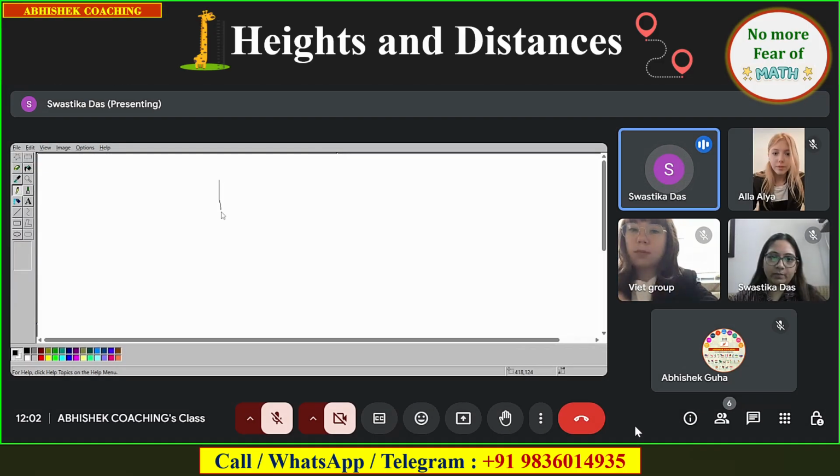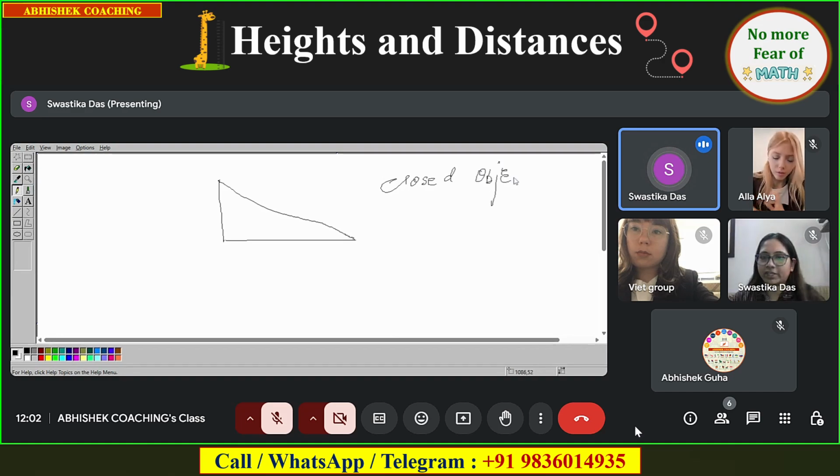Basically, what we know about triangles is that a triangle is a closed object. What do we mean by closed object? That means all the sides are closed. There are no free ends. Suppose I draw something like this. This is called an open object, so you don't have all the sides closed. A triangle is a closed object with three sides. Let me name it A, B and C.